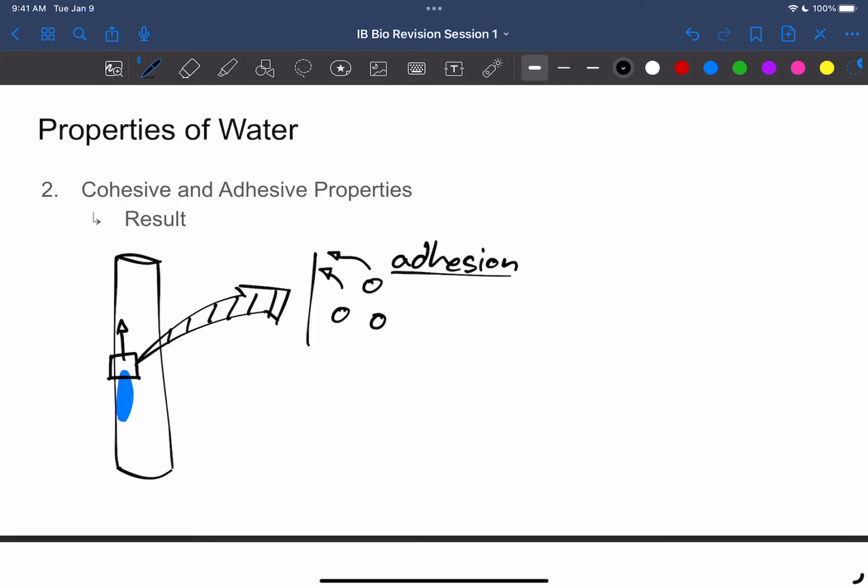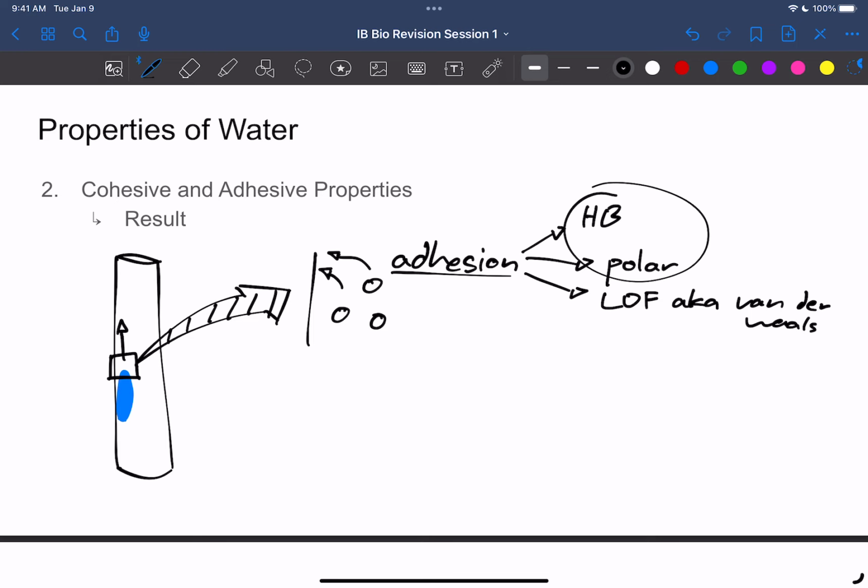And the type of intermolecular forces involved could be hydrogen bonds, could be polar interactions, or it could be London dispersion forces or van der Waals. I think mainly these two. These interactions help it stick to surfaces. So this could be something like a plant vessel or whatever. And this is what allows the water to climb.